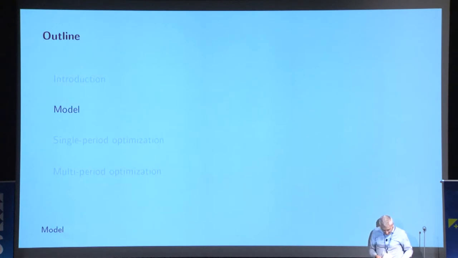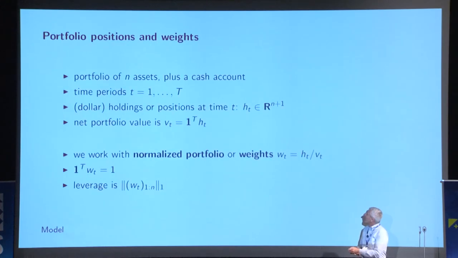Now I'll say a little bit about the model. I'll go into enough detail here that you will actually know pretty much everything. Nothing is going to be left out, because it's actually just not that complicated. So you can have a portfolio of n assets and a cash account. We'll have capital T time periods. It's discrete.